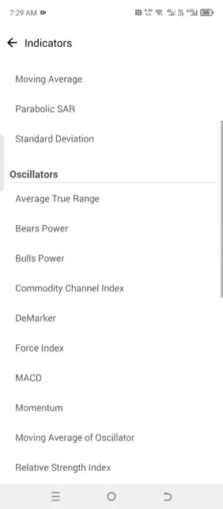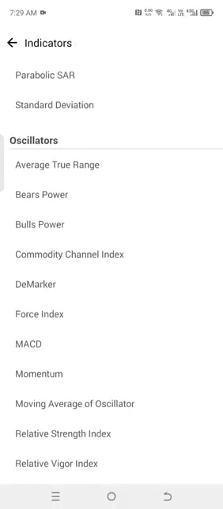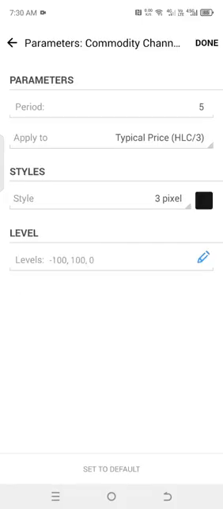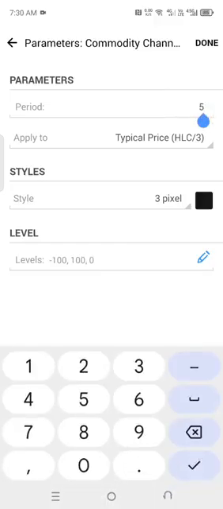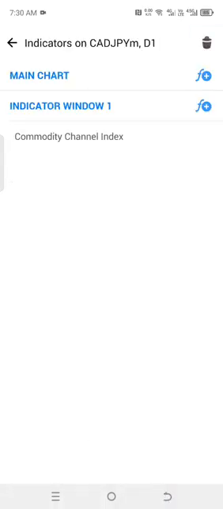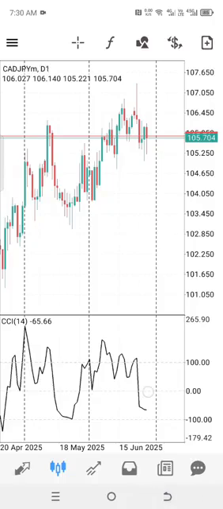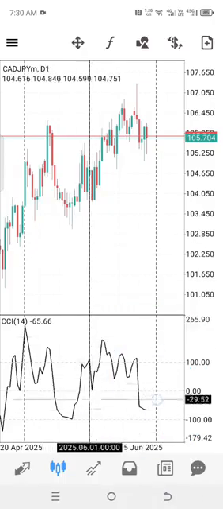Now, the CCI is an acronym for the Commodity Channel Index. So that's what we have here. We're going to be working with period 14, applied to typical price HLC over 3, style 3 pixel, levels minus 100, 100, and 0. And when I'm done, I click on done, and this is your CCI on the chart.